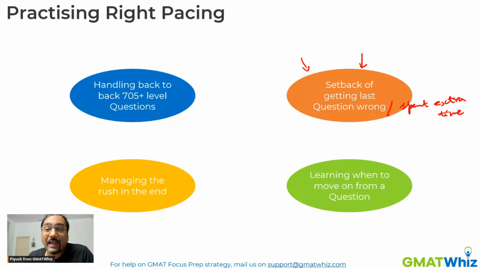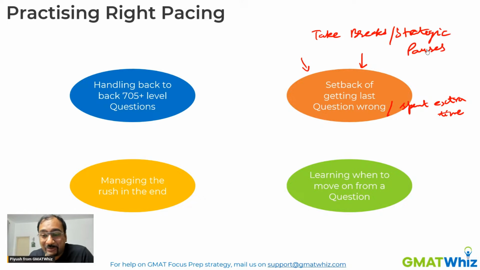And to get away from that setback, it is important to take breaks or strategic pauses. Now when I say strategic pauses, I don't mean you have to pause the mock or the test. Obviously you can't do that in the real test, and you should not pause the timer. Let the timer run, take a mental break, 20, 30, 40 seconds, whatever break is needed. Get away from that negative zone, which might push you into making 2-3 unnecessary errors, or if you don't make errors, you might end up losing a lot of time because of being in that zone. So try to learn how to handle the setback of the last question being wrong.